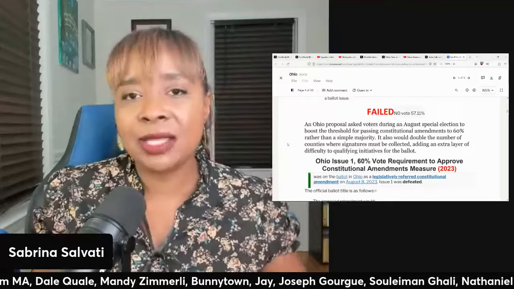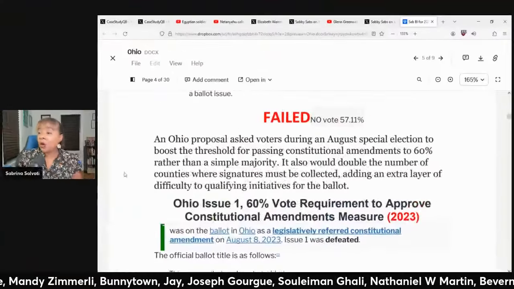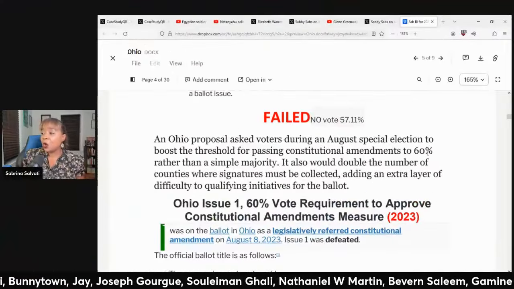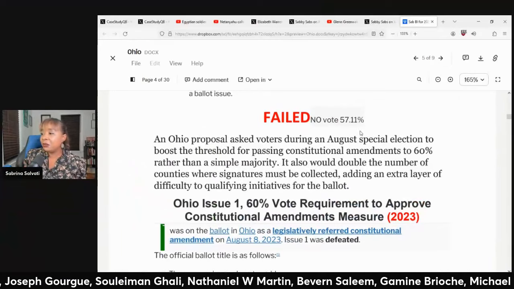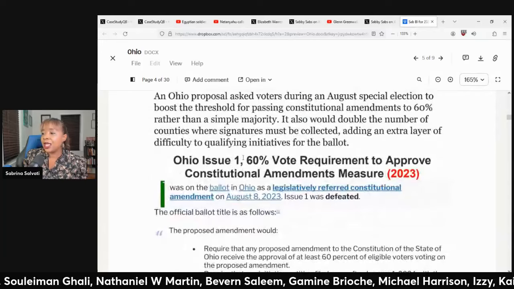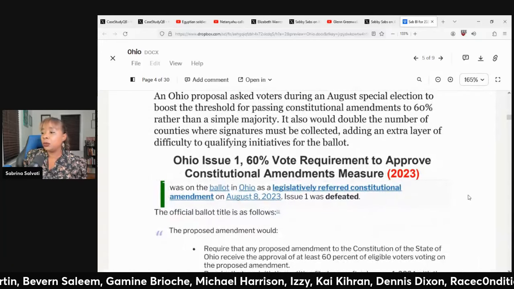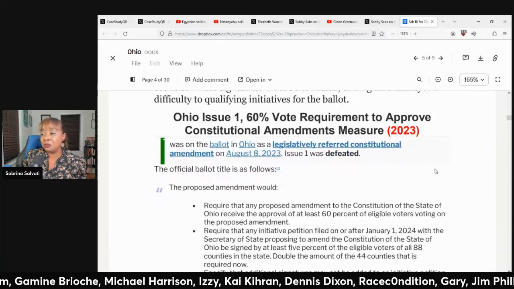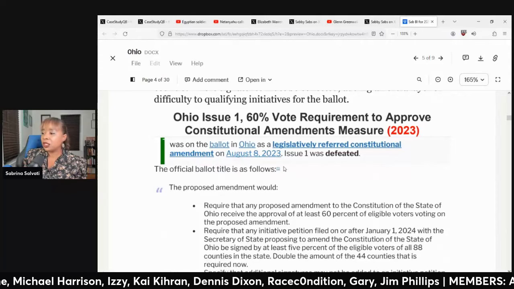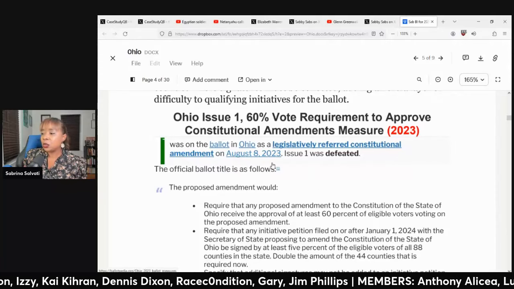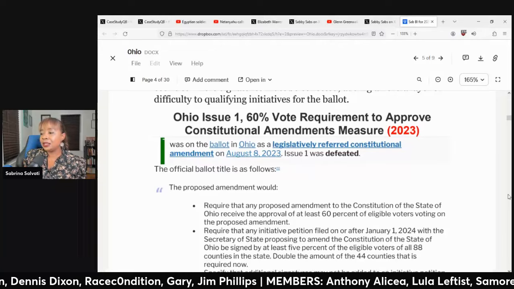So they tried to do that in South Dakota. It also failed there as well. And it has failed here in Ohio by 57.11%. And that was Ohio Issue 1, the 60% vote requirement to approve constitutional amendments measure. That was on the ballot August 8th, 2023, and it was defeated.